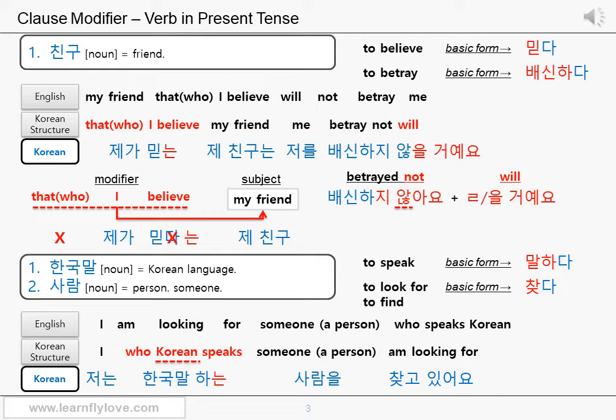저는 한국말 하는 사람을 찾고 있어요. I, who speaks Korean, a person, am looking for. 저는 한국말 하는 사람을 찾고 있어요.